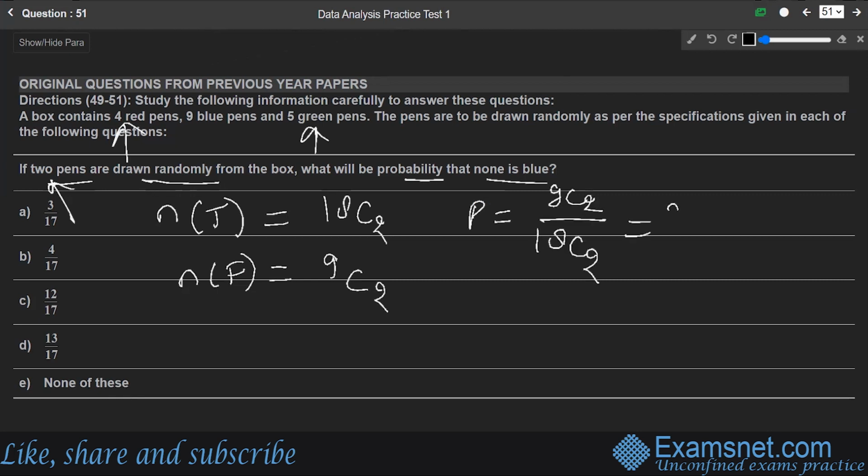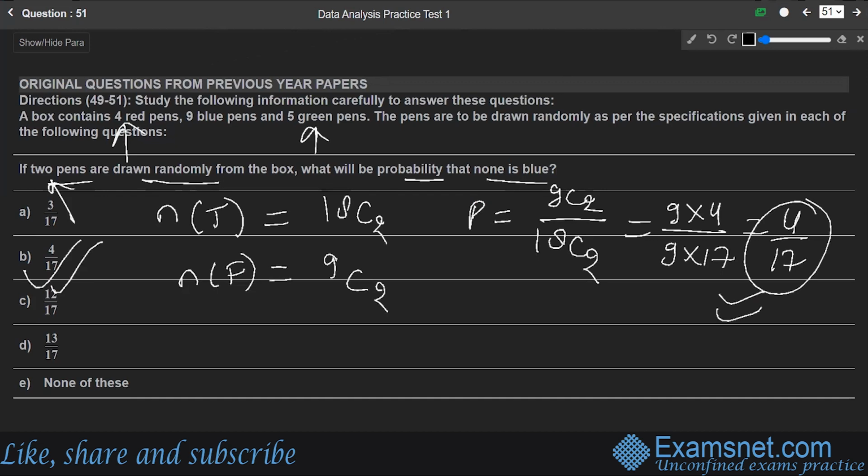If you solve this further, this comes out to be 9 into 4 divided by 9 into 17, which makes it 4 by 17. So that is the ultimate probability, 4 by 17. It is available as option number B.